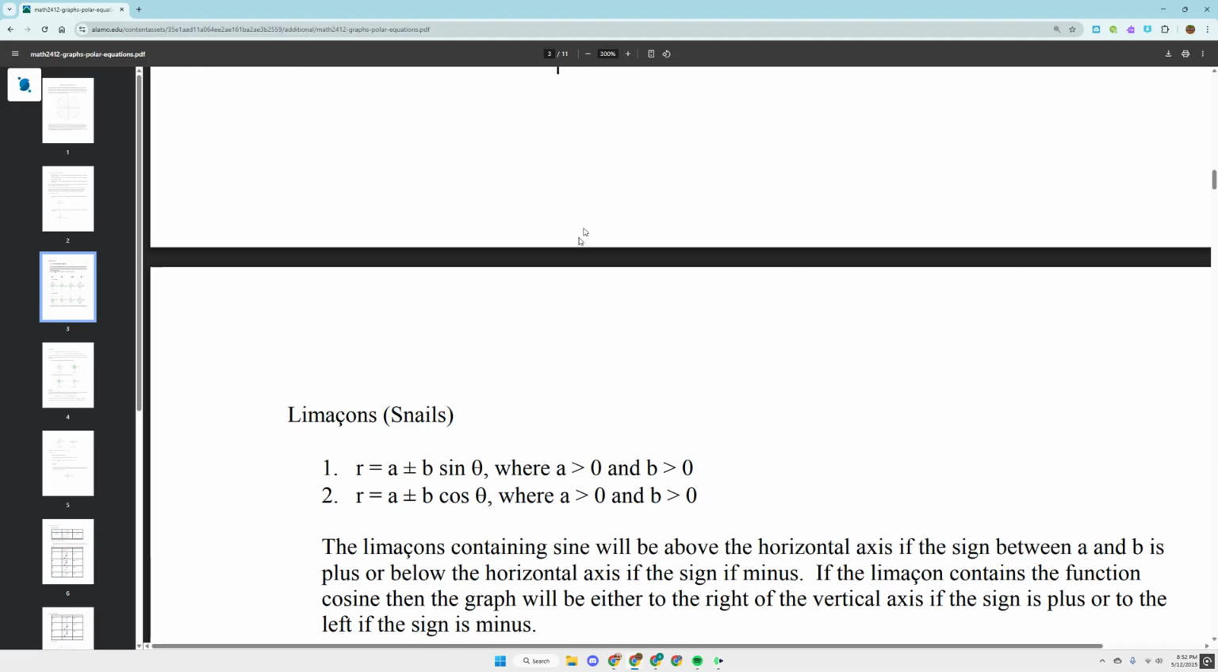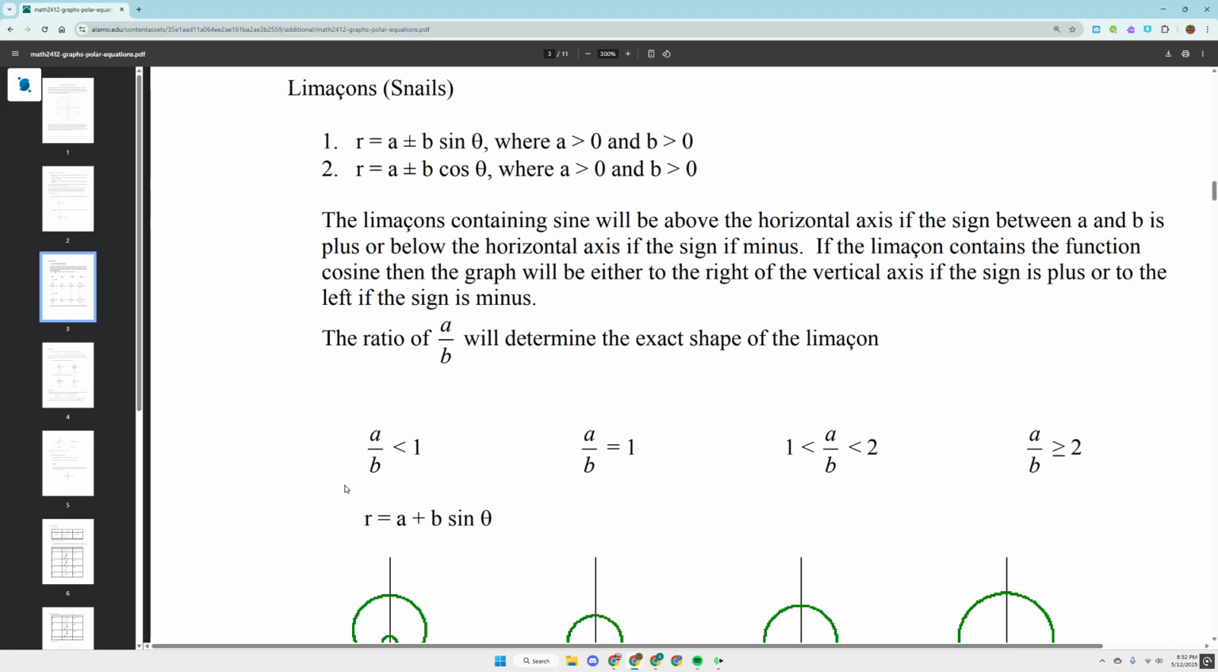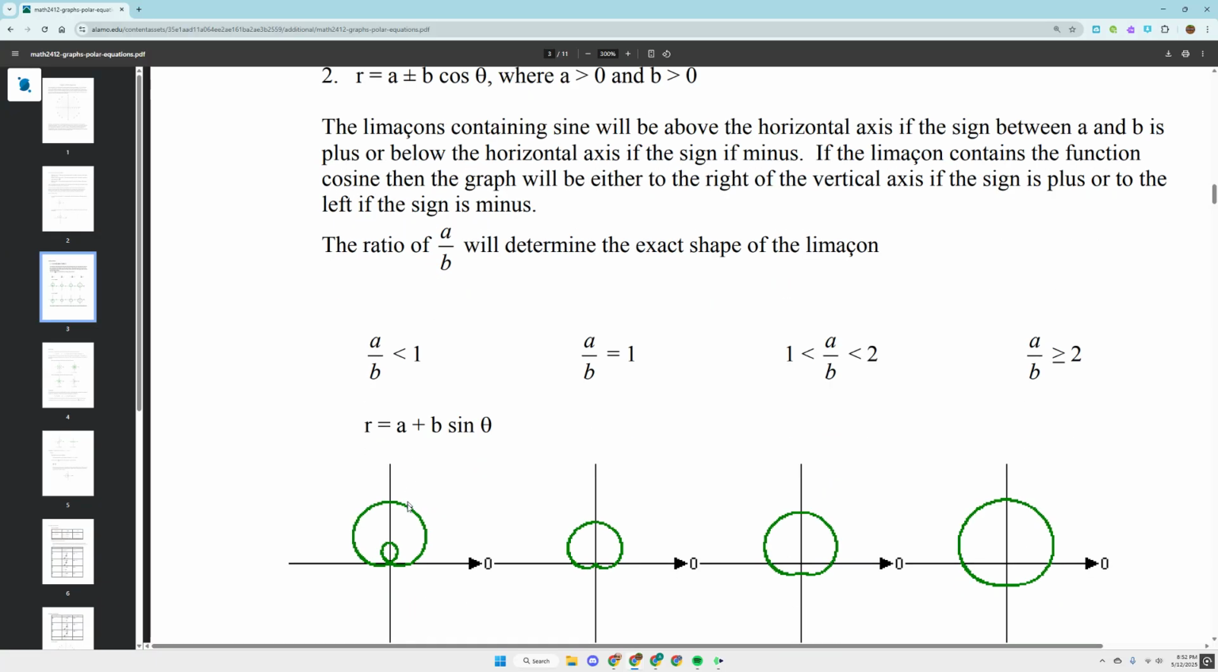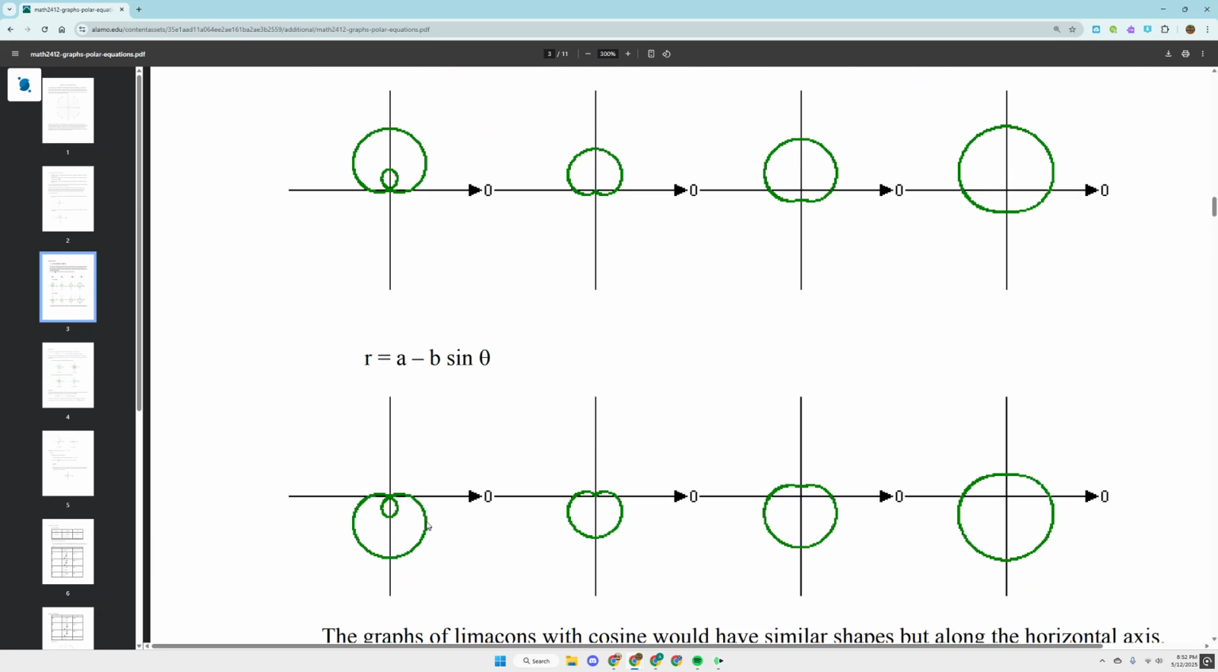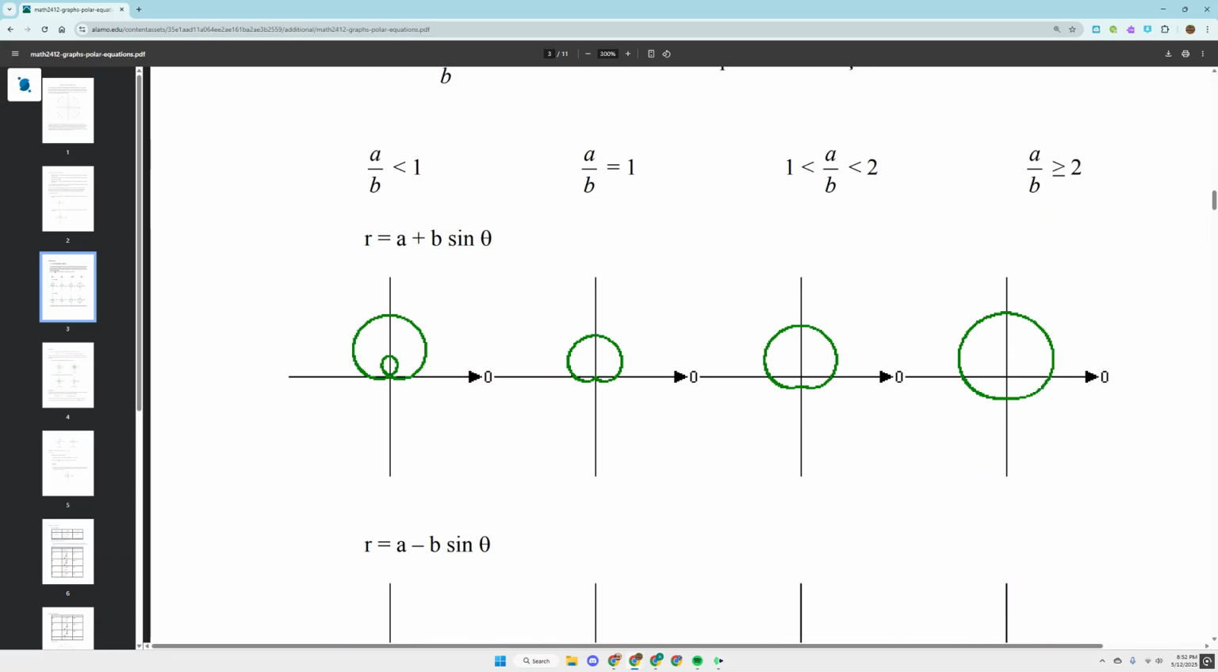Yes? Okay. So, limacons. If A over B is less than 1, it has an inner loop. If A to B is equal to 1, it's the cardioid. If it's between 1 and 2, it's just a normal limacon, and then if it's 2 or more, it's a dimpled limacon, which is almost a circle. That's what these four are. And that's for sine. Cosine and negative flips it.